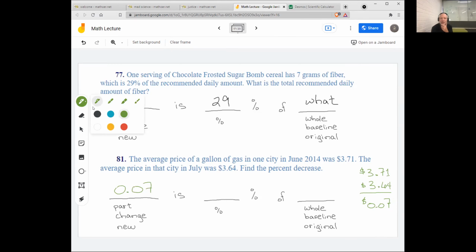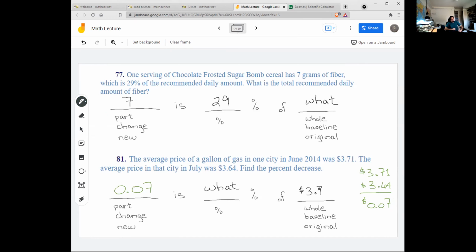Percent is what we're solving for. So that's the variable. And the whole baseline is, I guess, 3.71 because that's the start, the old one. Going back in time, history, that's the old one. That's what we compare things to. Everyone okay with that? That one was confusing.